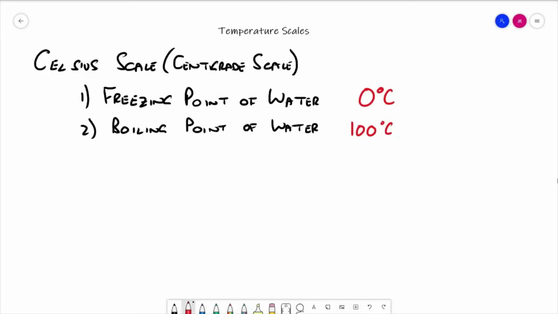Now, the way in physics that we rectify that is that instead of using the Celsius scale, we use what's known as the Kelvin scale.